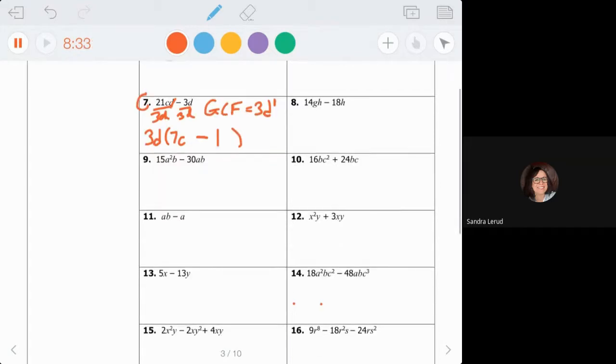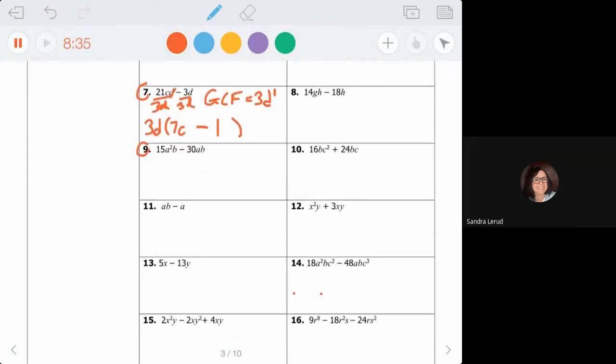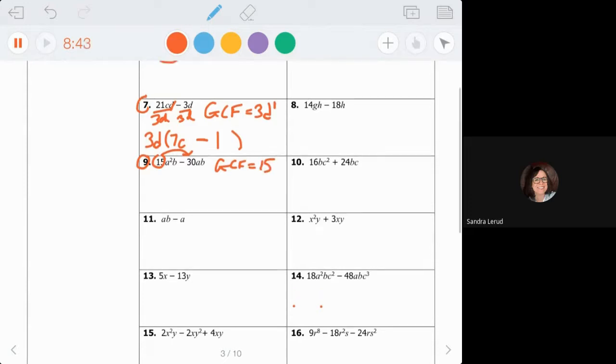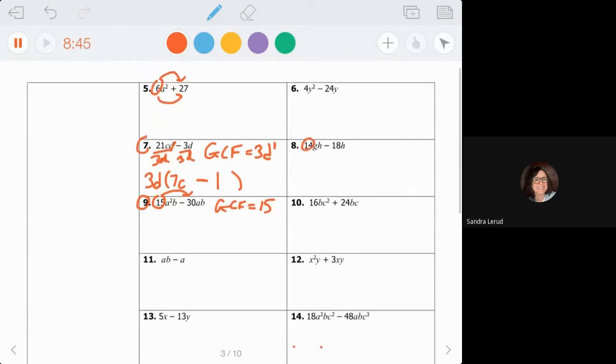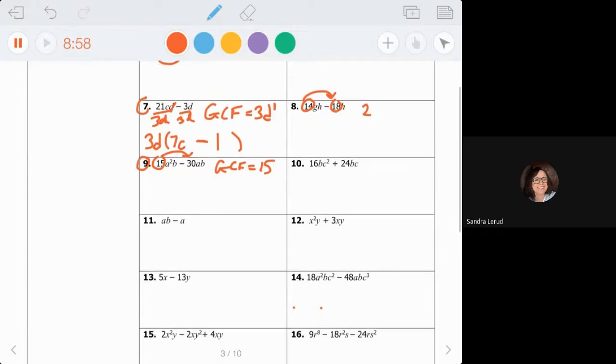All right, moving down to number 9. Does 15 go evenly into 30? Yes. So my GCF is equal to 15. Let's go look at number 8 and kind of talk about that. Does 14 go evenly into 18? No. Does 7? No. Does 2? Yes. Or they're both even. So this would have a GCF of the coefficients of 2.